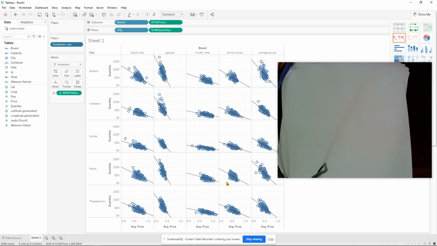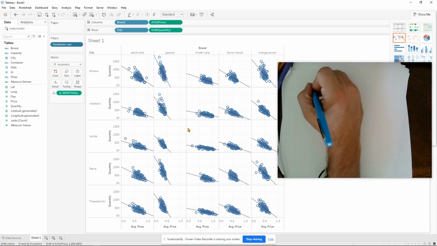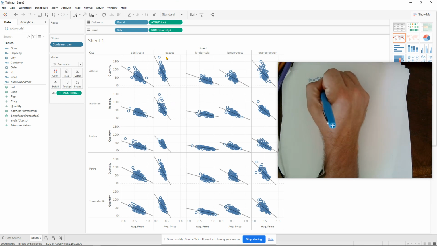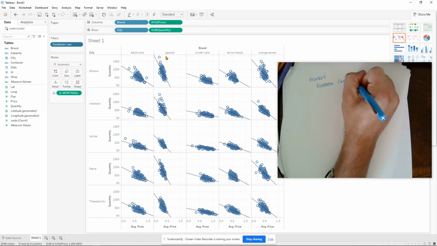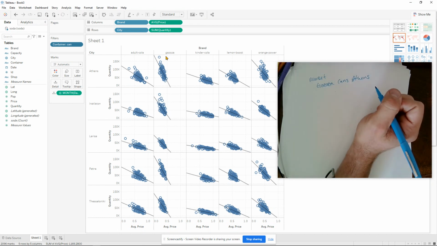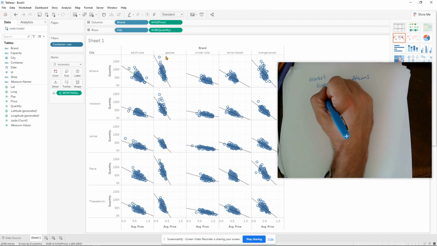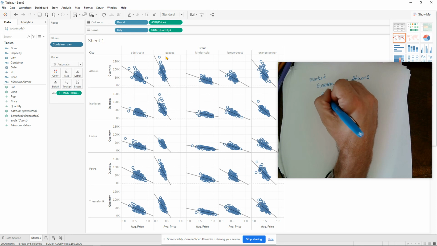I want to show you a worked example again, just to make sure you have it. The question would be something like this. I could say, for Gazoza cans in Athens, that's the market. I have to say the market, and also the brand. Here, I'll say Gazoza cans in Athens. I could ask you, what's the point elasticity? So the elasticity of demand.